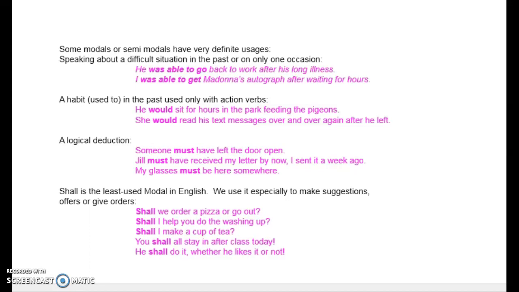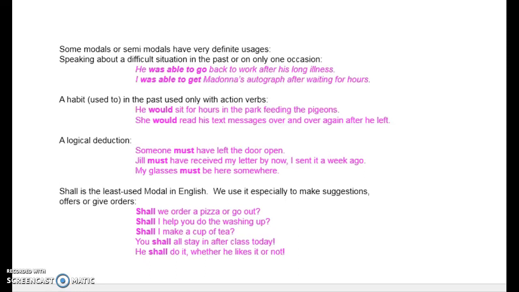A habit or used to in the past, used only with action verbs. This one, yes, is used only with action verbs. And you use would. For example, it says he would sit for hours in the park feeding the pigeons, and that is something that he did as a habit. He used to. And remember, only action verbs. The other one, she would read his messages over and over again after he left, and that one is also a used to. It is a habit.